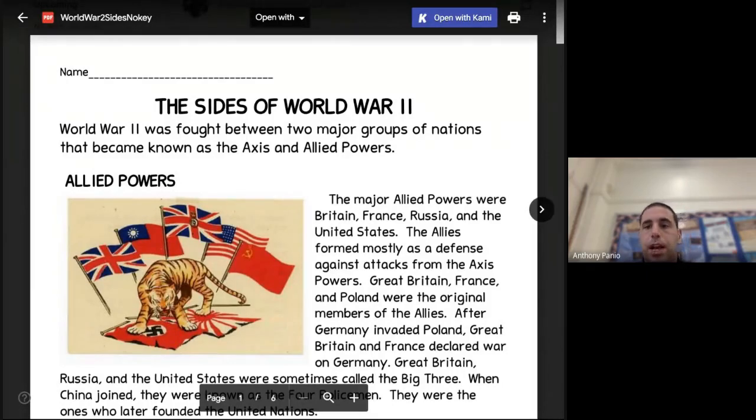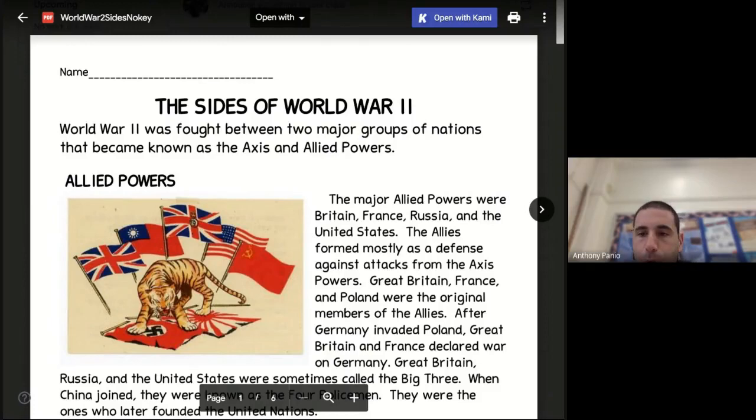So let's first start with the Allied powers. The major Allied powers are Britain, France, Russia, and the United States. Now, I want to say this right from the get-go. The reading is going to call them Russia. They are not Russia. Their actual name right now is the Soviet Union. I'm going to make that abundantly clear. It's like a mistake that the reading makes. Russia does not exist in 1930, 1940. It's the Soviet Union, because they changed their government to communism. They changed the name of their country. So know that the reading makes a mistake.